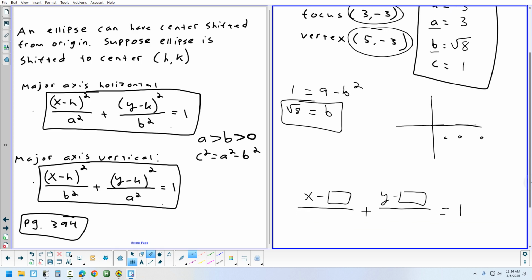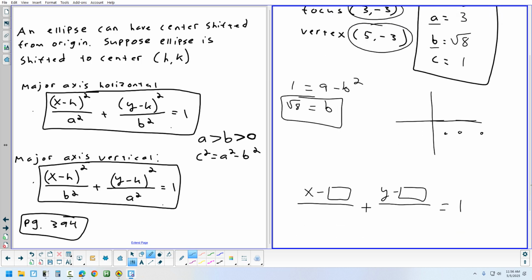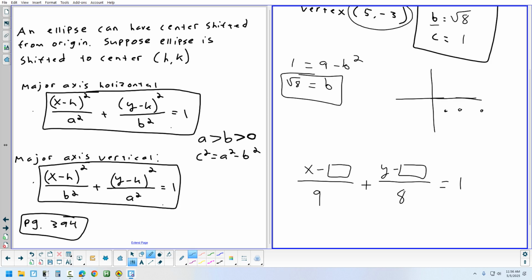Since it's horizontal, what letter do we want to put A under? Or technically A squared. X. So we want that there. If A squared is under X, what squared do we want under Y? B. And what's B squared? 8. So just barely an ellipse. These are almost the same numbers, so this one would look pretty circular if you drew it.